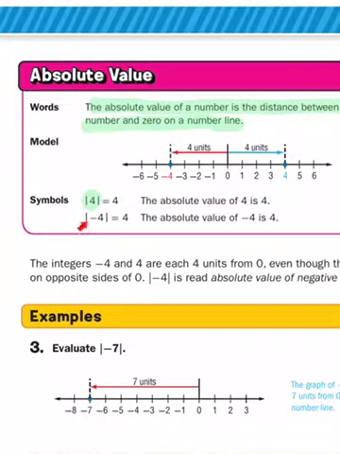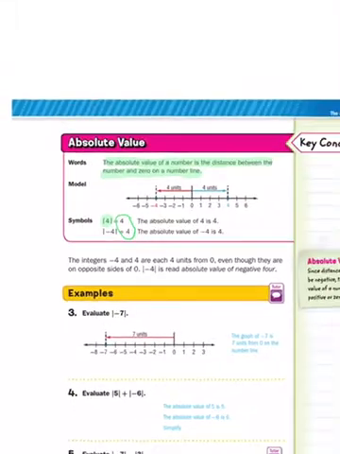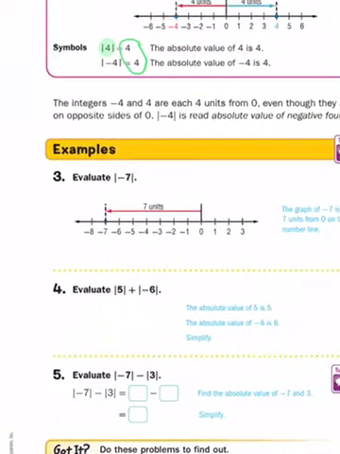Now, what's the absolute value of -4? Well, that's also 4, because -4 is 4 units away from 0, just in the other direction. Now, here is something that you must always understand about absolute value. Absolute value is always positive. All right? Now, let's go down to example 3. First, I'm going to show you how to read this question. This says, evaluate the absolute value of -7. And the absolute value of -7 is 7. It's just how far away is -7 from 0 on a number line.